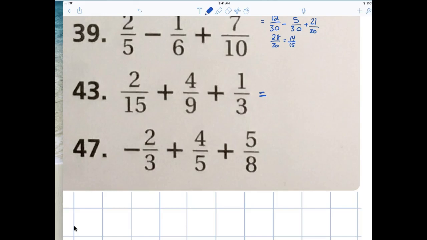Now I know 3 goes into 45 because 3 goes into 9, and 9 goes into 45. Everybody with me on that? So 3 has to go into that. So now you have to write 45 how many times? 3 times.